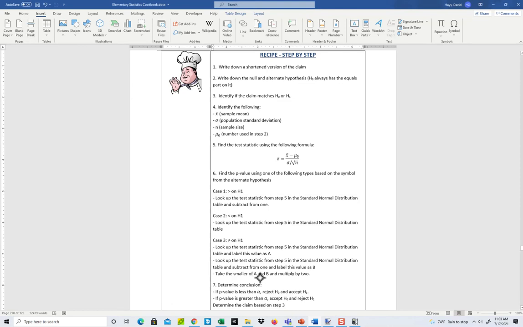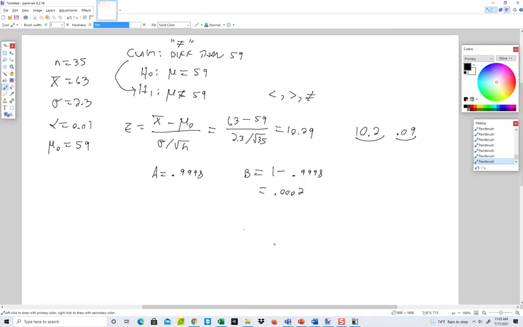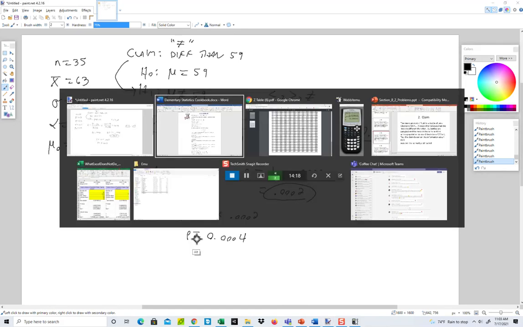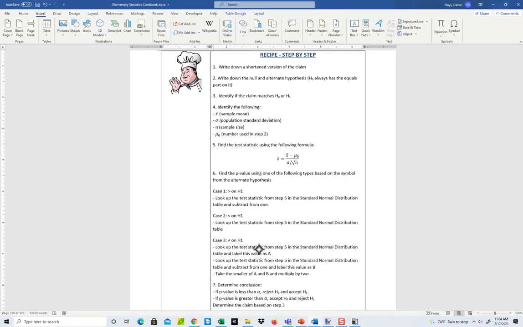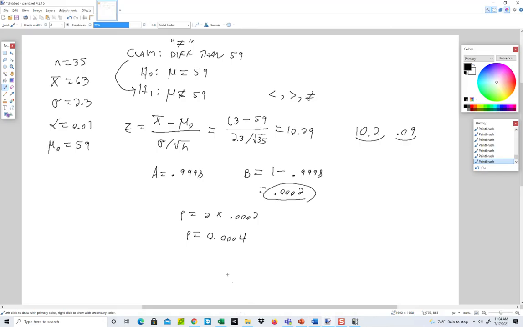Then it says take the smaller of A and B and multiply by 2. Well, our smaller value is this one right here, so we're going to multiply it by 2. So p-value is equal to 2 times 0.0002. And I'm pretty sure this won't match the spreadsheet at this point, just because we did a vast approximation there. Okay. P-value is obviously, where's alpha? Okay, yeah. P-value is obviously less than alpha.